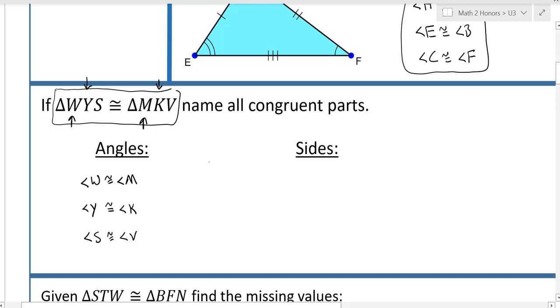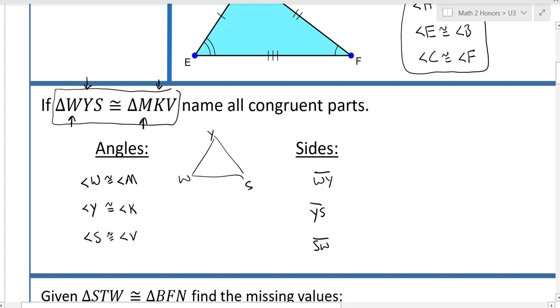If you need to draw a picture, you can say, well, or at least draw one of them, right? You can say here's WYS, and you can think, well, what are the sides of that? I got WY is one side, YS is another side, and SW is a third side.